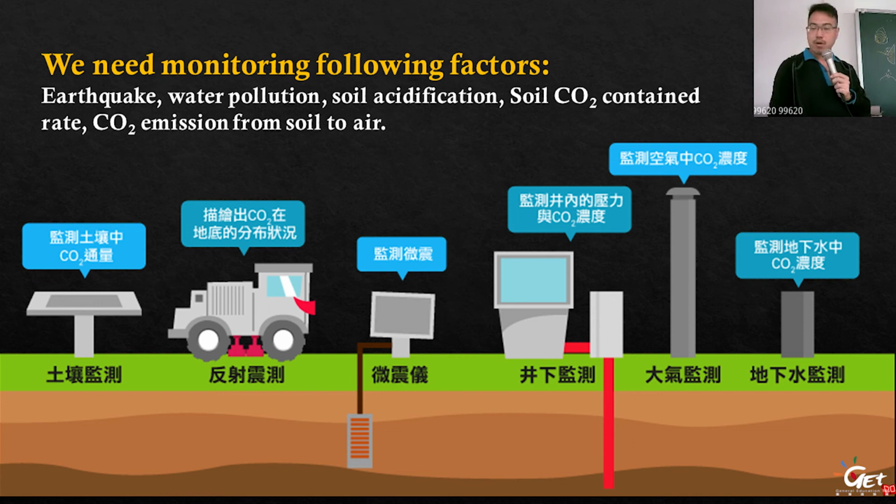We also have to monitor the carbon dioxide content rate in the soil. Everything has a limit. You put carbon dioxide under the ground, and there is a limit. You cannot endlessly put it in. Once it reaches like 90% of the limit, we have to give up this land and find another place.